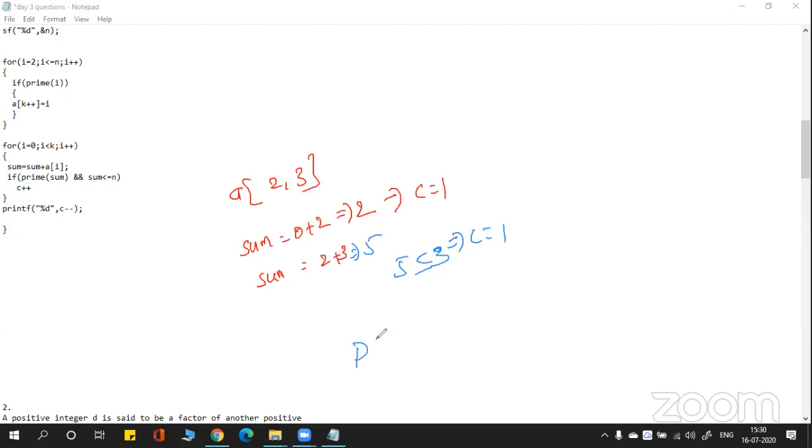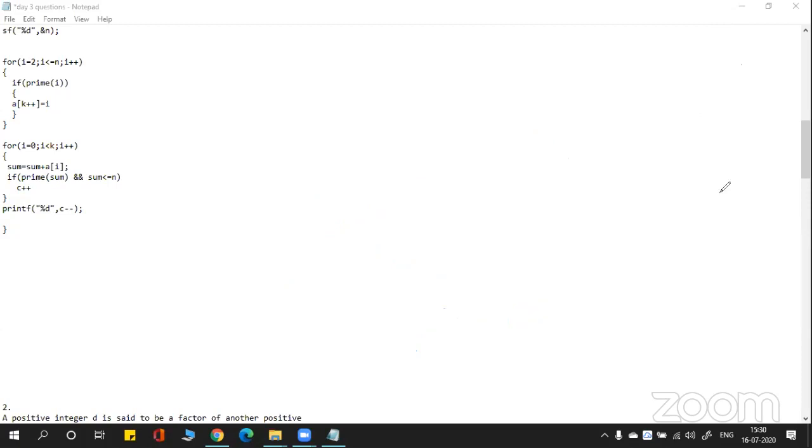At the end I'll print c minus minus, so that will give me the output 0. If you observe 3, there are no numbers which can be expressed as sum of prime numbers. This is the code and logic for this program.